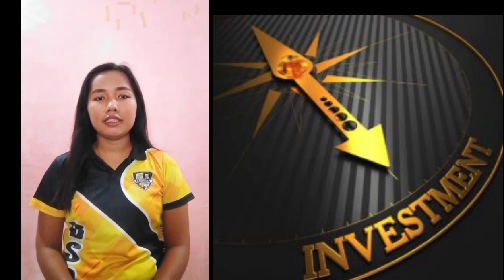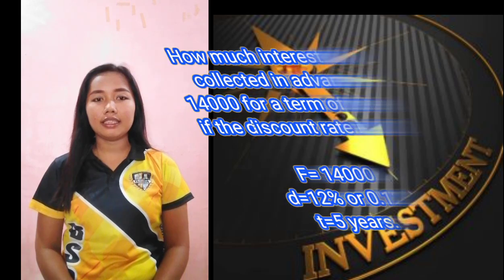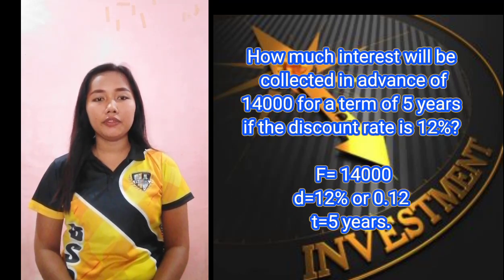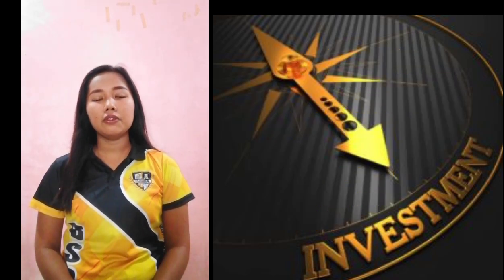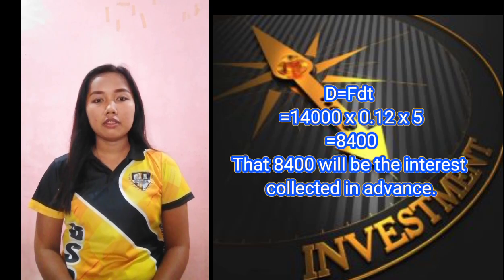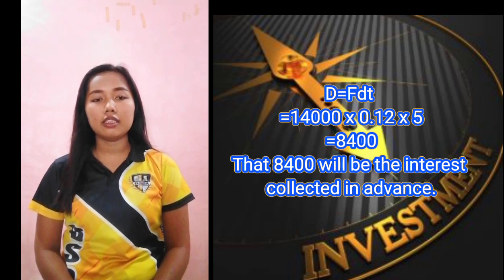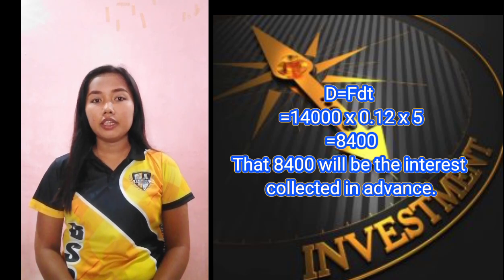Some examples of simple discount. How much interest will be collected in advance on 14,000 for a term of 5 years if the discount rate is 12%? So the given: our final amount is 14,000 pesos, the discount rate is 12% or 0.12, time is 5 years. Next, the solution of our problem. Simple discount equals final amount times discount rate times time. So 14,000 times 0.12 times 5 years equals 8,400. So that 8,400 will be the interest collected in advance.